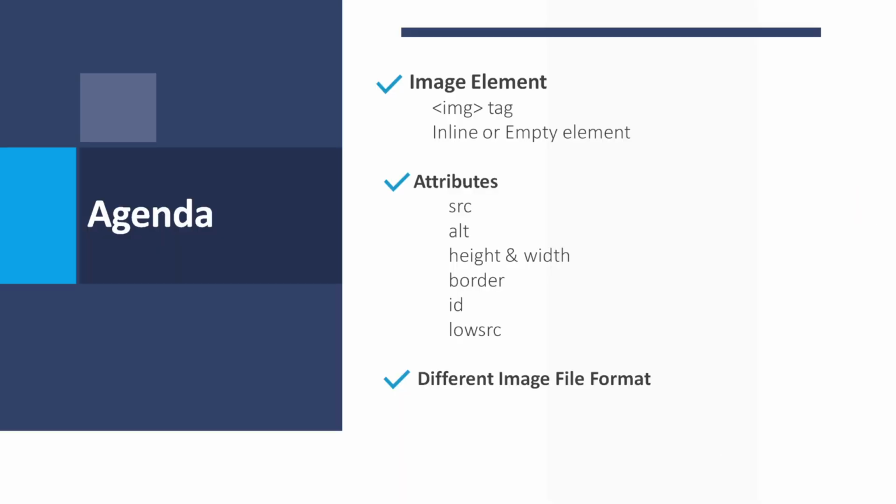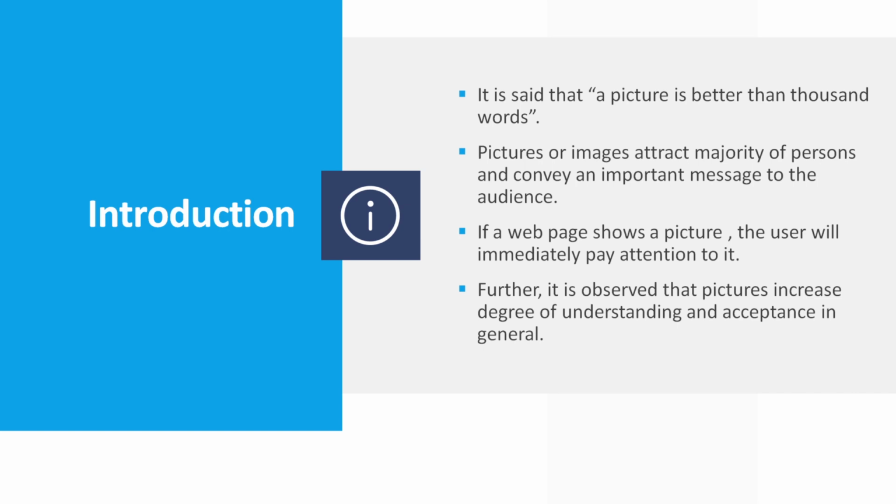Agenda here is to see the img tag, that is an empty and inline element, that I am going to cover today to insert image in our web page. Here we will see different attributes of the image tag, like the most important attribute, the src attribute. Then we will see the alt attribute, height and width attributes, border attribute, id attribute, and lowsrc attribute. Among all the attributes, two required attributes are src, which provides the URL or address of the image, and the alt attribute to describe the image. It is rightly said, a picture is better than a thousand words.